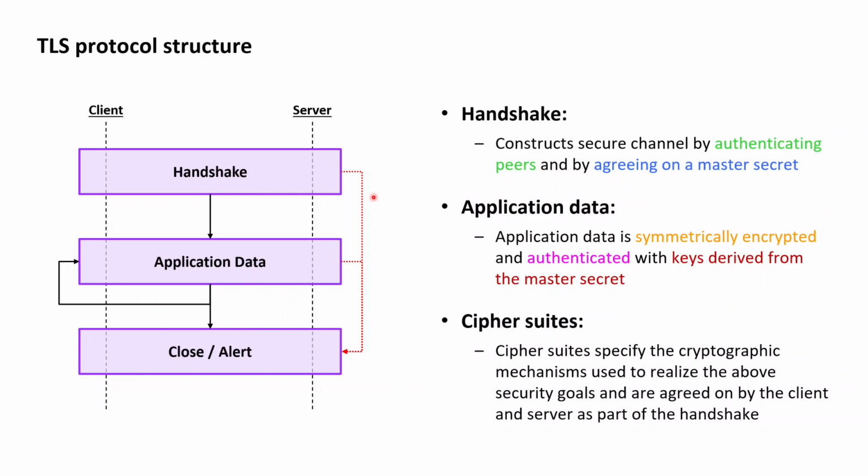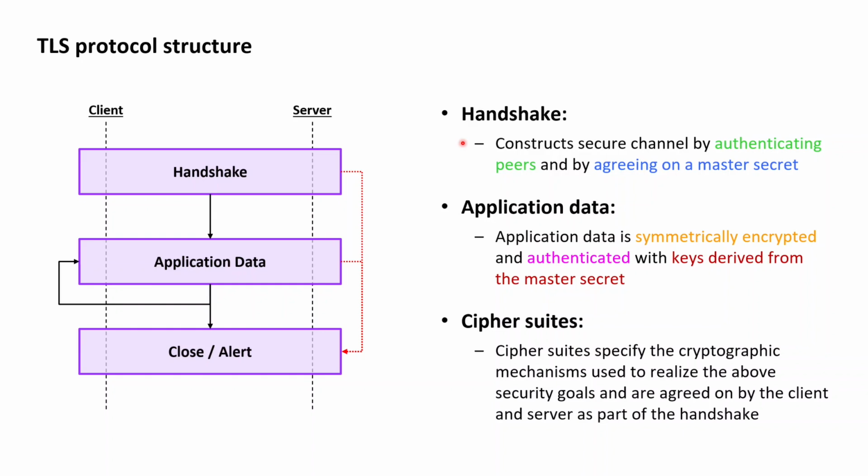From a cryptographic point of view, the by far most interesting TLS sub-protocol is the initial handshake protocol. This handshake protocol is responsible for constructing the confidential and authentic channel between the client and the server. For this, the handshake protocol authenticates the peers involved in the connection and provides the means for the peers to agree on a master secret.